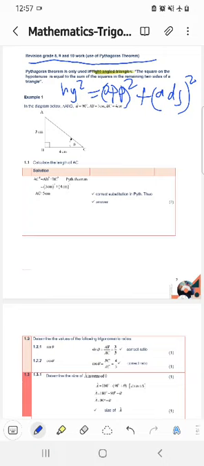So this will be the formula of the Pythagoras theorem, where you have hypotenuse squared equals opposite squared plus the adjacent squared. So that will be the equation for Pythagoras theorem.